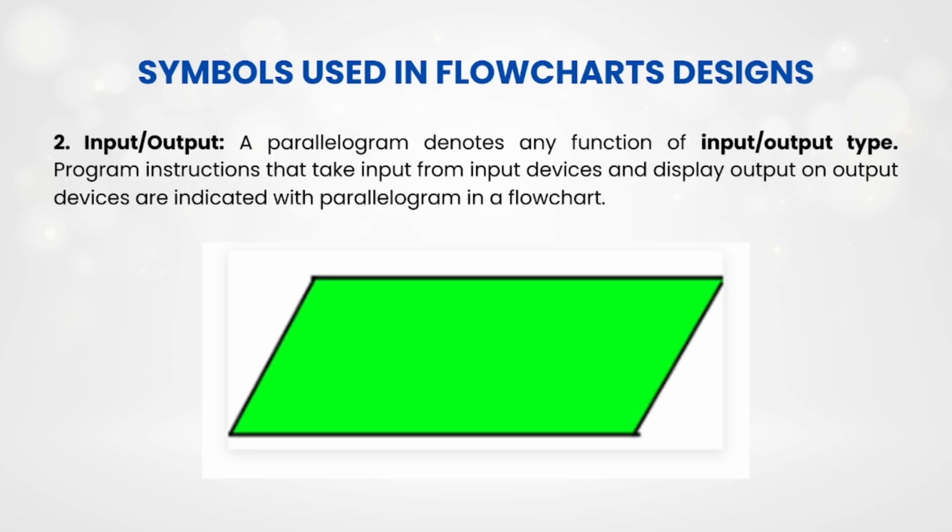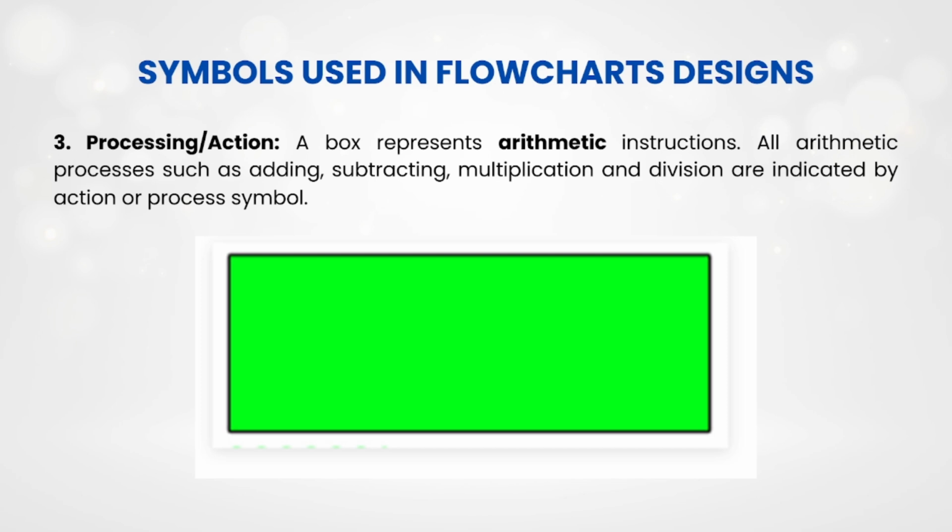Next, the input or output symbol is shown as a parallelogram. It represents any function related to input or output. For example, program instructions that take input from a device or display output on a screen are drawn using this parallelogram in a flowchart. The processing or action symbol is shown as a rectangle. It represents arithmetic or processing instructions. Operations such as addition, subtraction, multiplication, or division are written inside this box in a flowchart.